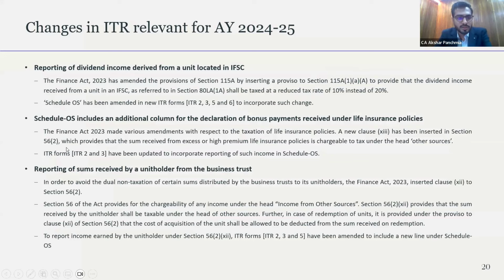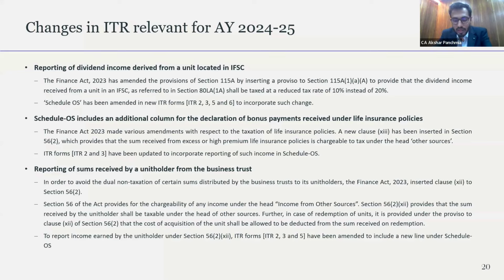Coming to other smaller points, Schedule OS has also included a change which allows you to report your dividend income, which you have derived from a unit which is located in an IFSC. Also, at the same time, another line item has been included where the declaration of bonus payments received under life insurance policies can be mentioned.